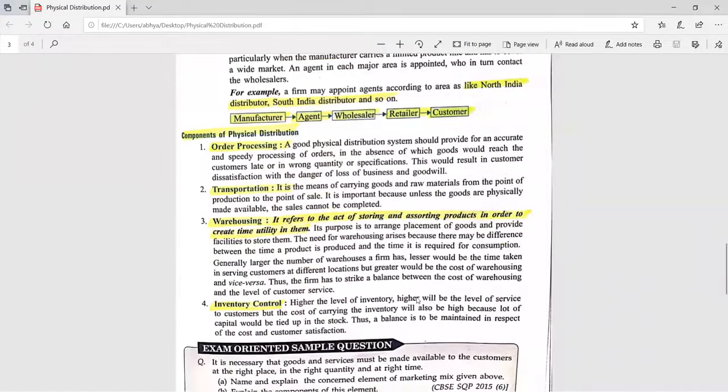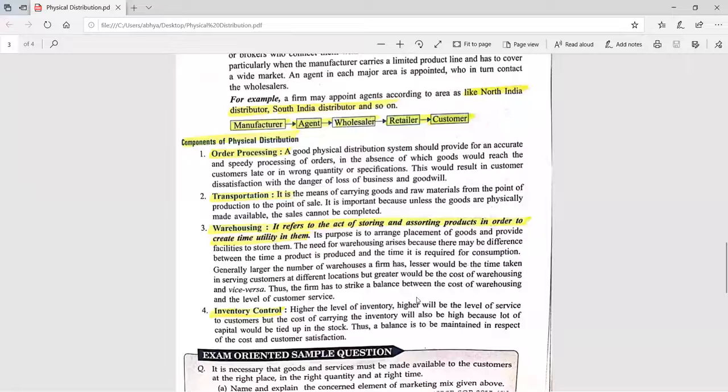Now the last topic for today, components of physical distribution. It means how the goods will be made available to the final consumer: physical handling and the movement of the goods. What are the components? This is a complete 6-marker question, students. Many times it has come in the board examination: define physical distribution and explain its components. So physical distribution has 4 components: order processing, transportation, warehousing, inventory control.